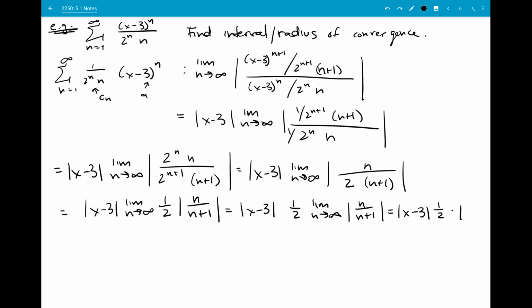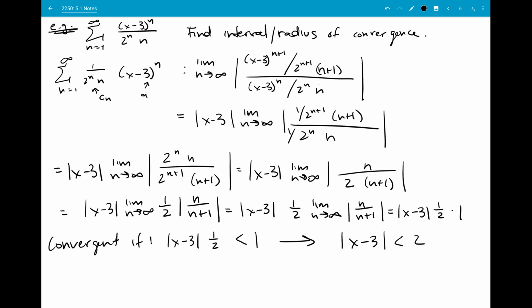And the thing we want to check is what values of x give us convergence. So we want to know when this quantity we just computed, x minus 3 times 1/2, is less than 1. If that amount is less than 1, we know that we have convergence. Or x minus 3, absolute value of that is less than 2, because I just moved my 1/2 over. Multiply by 2 to cancel out the half on both sides.